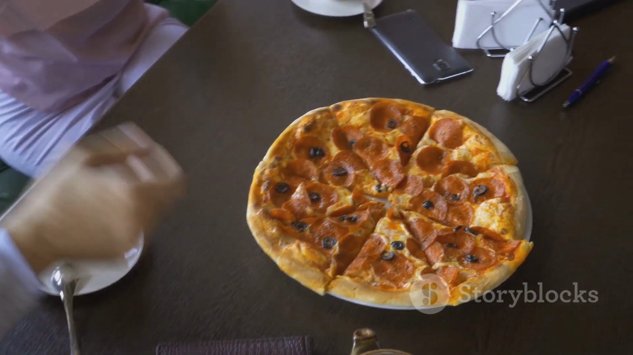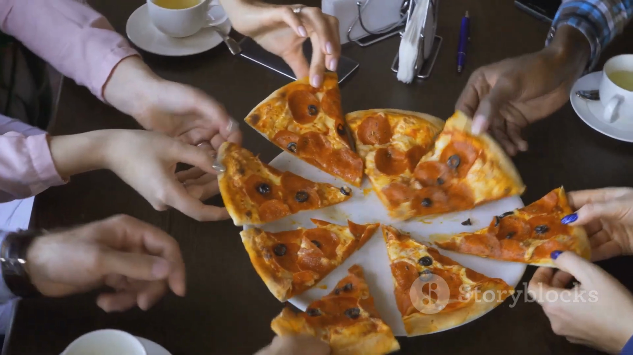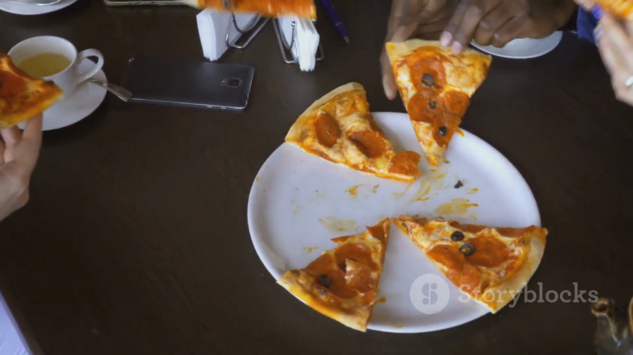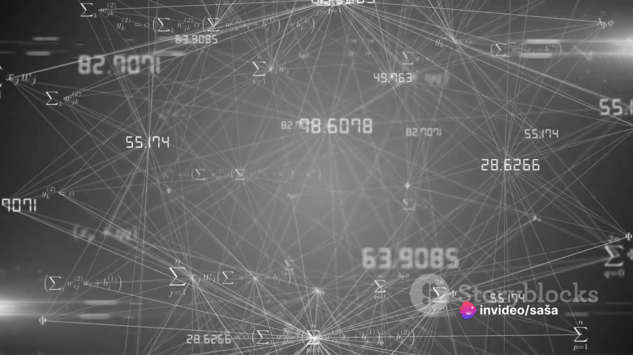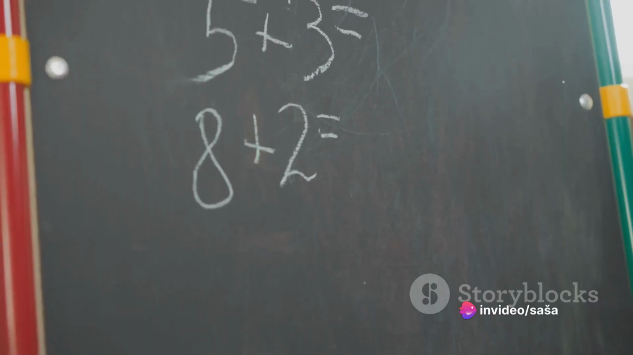For instance, if we have a pizza cut into 8 equal parts and we eat 3, we can represent this as 3/8. Here, 3 is the numerator, and 8 is the denominator. Fractions can be of different types.